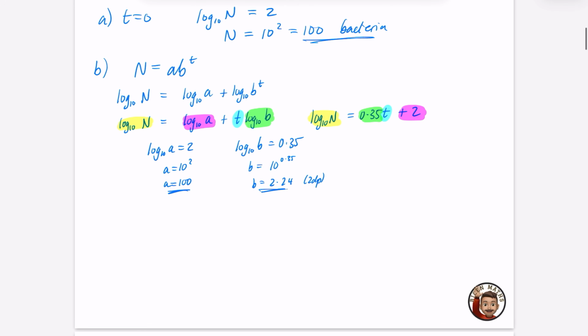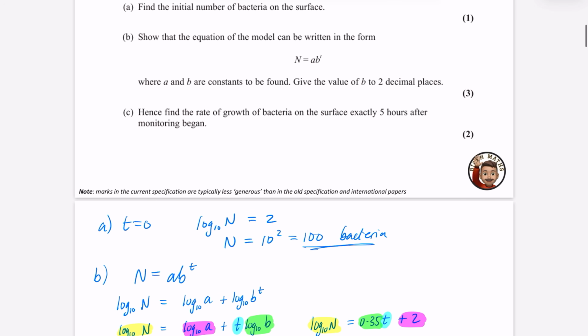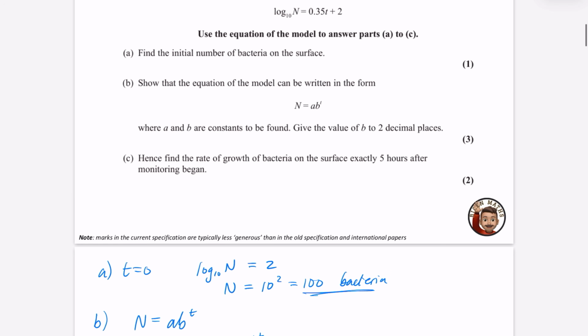So I'm just going to say, hence, n equals a times by b to the power of t. And I will show in the mark scheme that this approach of taking the answer and comparing it to the thing they've given is accepted as one of the alternative methods.